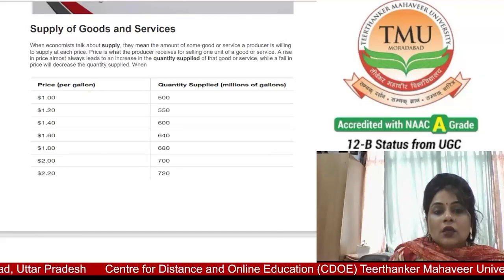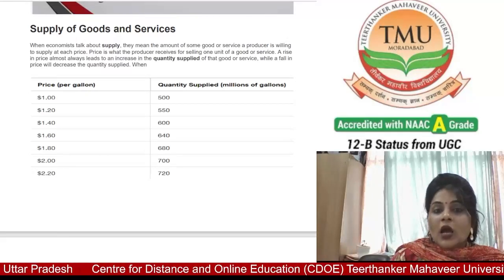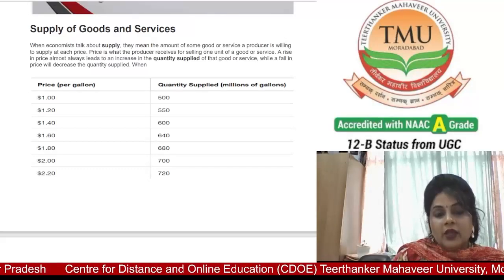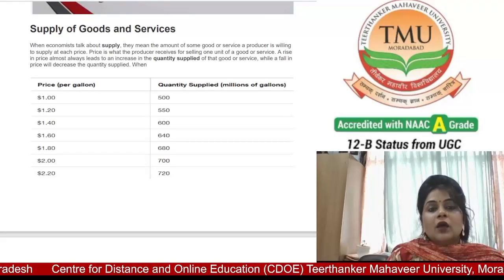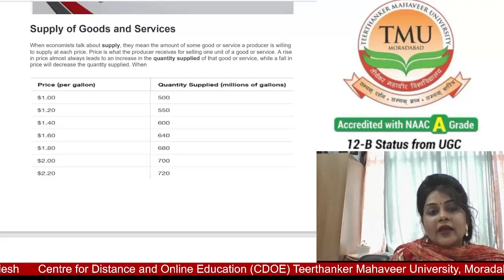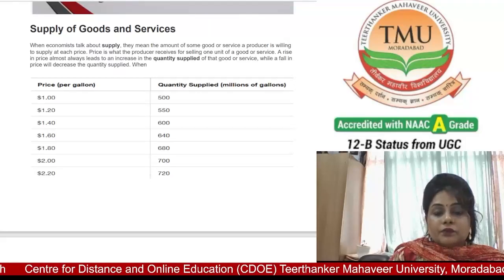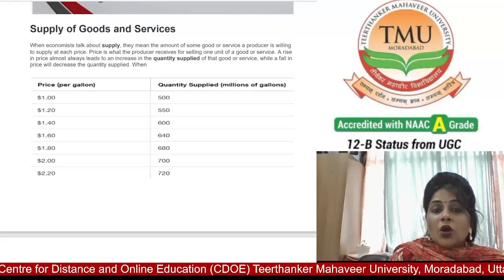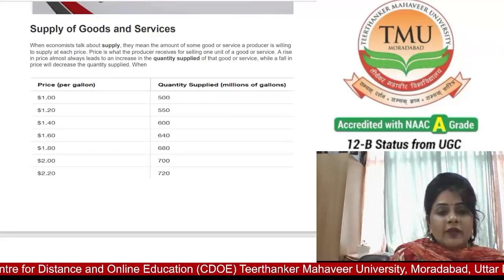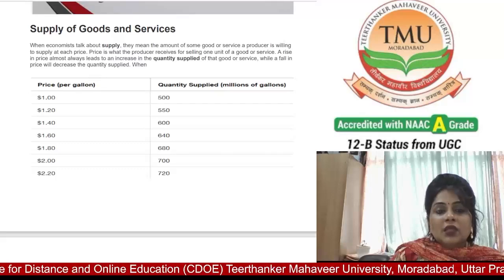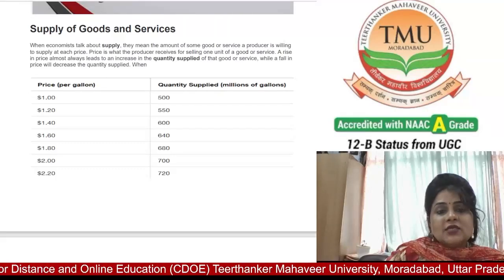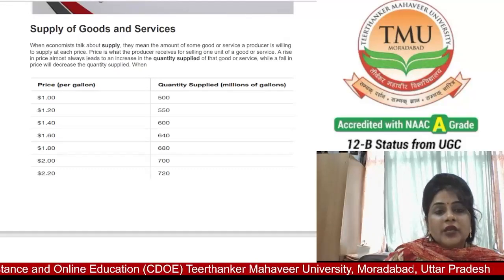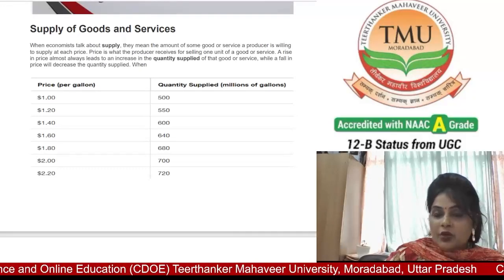A higher price leads to a higher quantity supplied, and a lower price leads to a lower quantity supplied. The law of supply assumes that all other variables that affect supply stay the same. When economists refer to supply, they mean the relationship between a range of prices and quantities supplied at those prices, a relationship that we can illustrate with the supply curve or supply schedule.